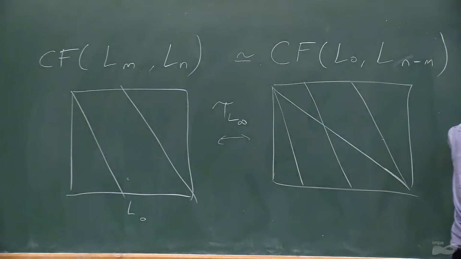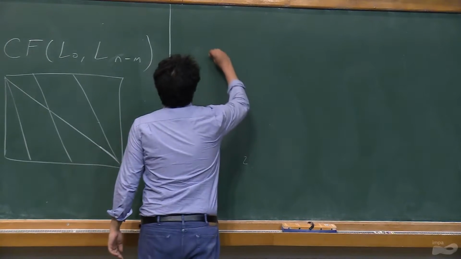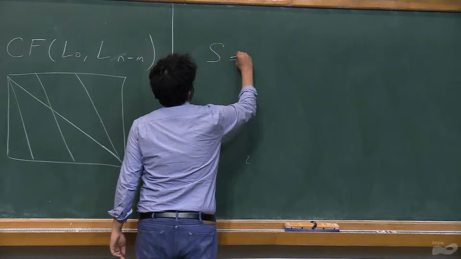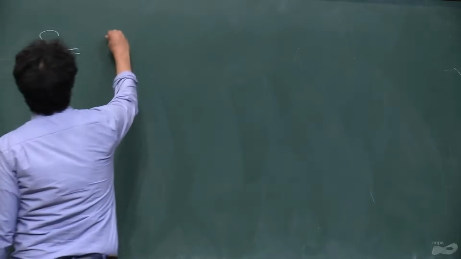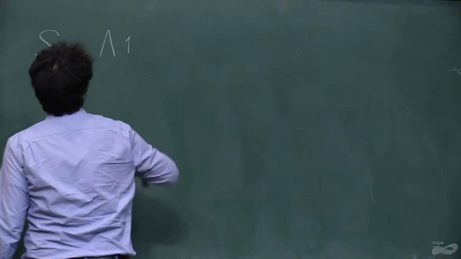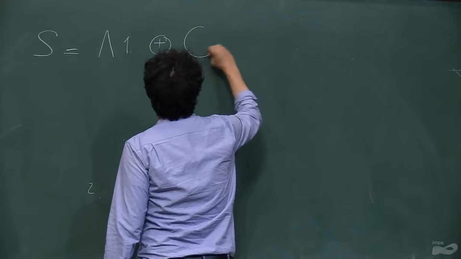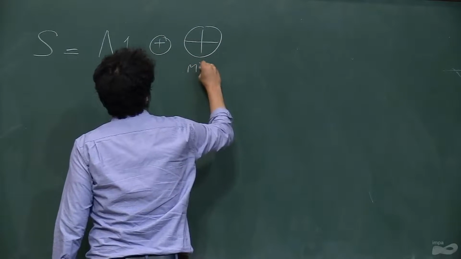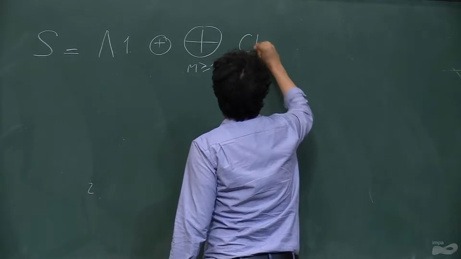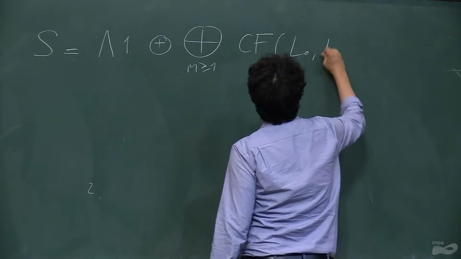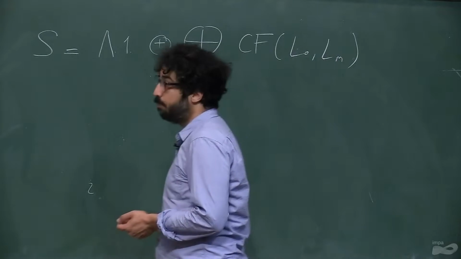Okay. So that's a useful identification that we have in this case, and it allows me to construct the following ring. Let me call this S. So this ring starts with a copy of the ground field, an identity, and then direct sum of CF L0 Lm. Okay.